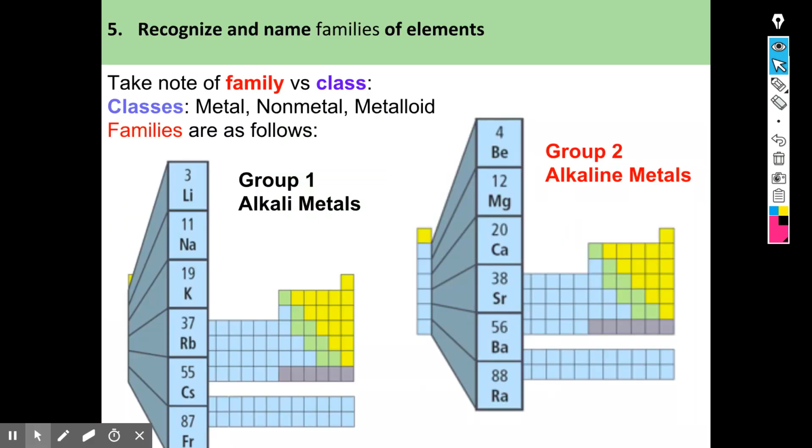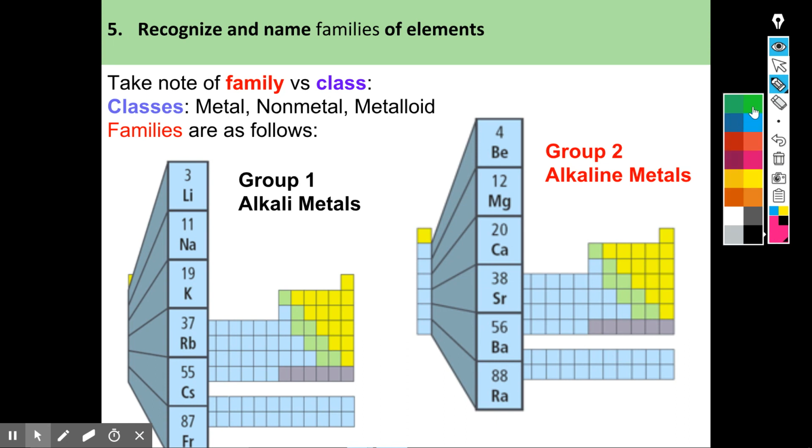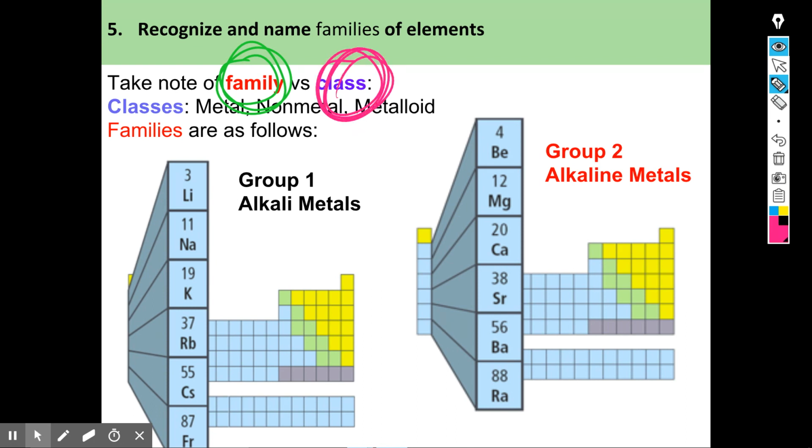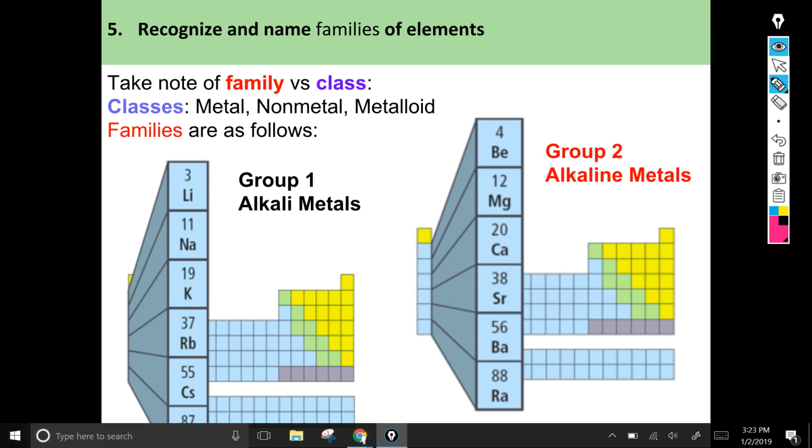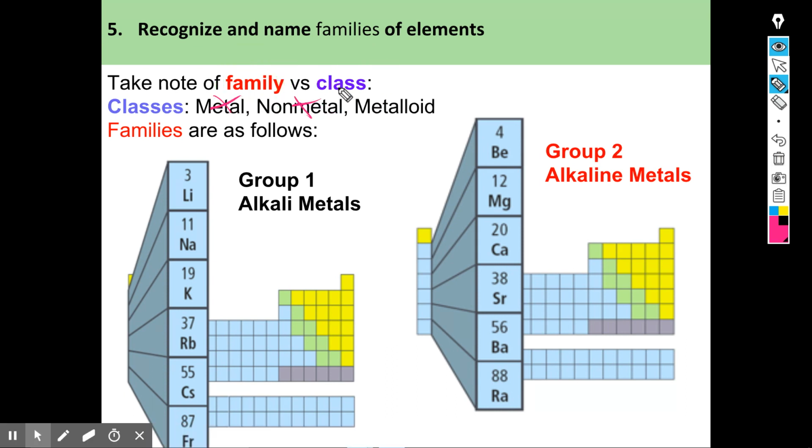Next, we're going to talk about families. And remember, I've already said it, you've got to be able to distinguish between a family and a class. A family and a class. We've just been talking about classes of elements. Those are metal, non-metal, and metalloid. Those are classes. Families are in these groups, these vertical columns on the periodic table. One of the reasons why we call them families is because they have similar properties, similar characteristics. They are families of elements.